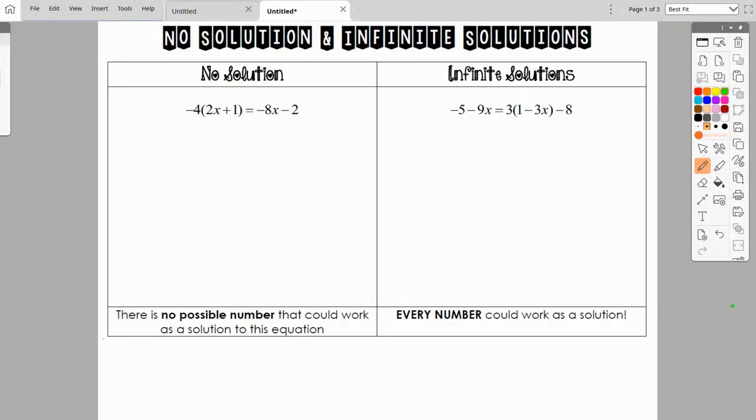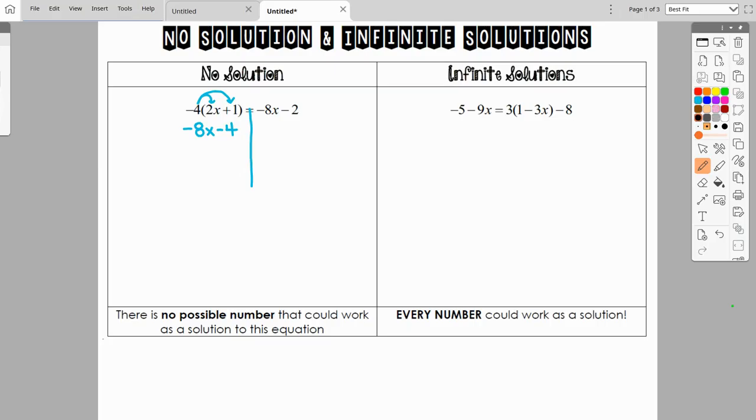Now we're going to look at two types of solution. One is called no solution and one is called infinite solutions. We're going to start the same way by drawing our line where the equal sign is and distributing the negative 4 to the 2x and the positive 1 inside. Distributing requires multiplication, so that's negative 4 times 2, which is negative 8 with an x. And then I do negative 4 times 1, which is negative 4.